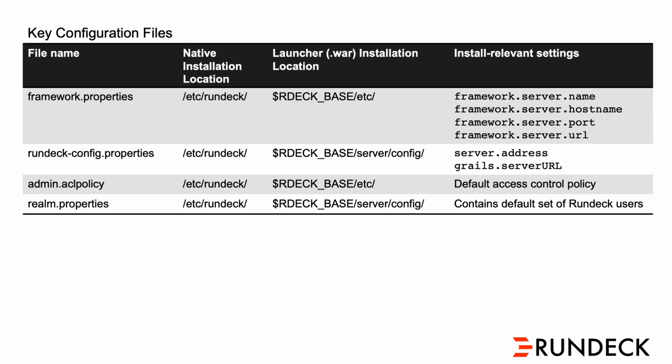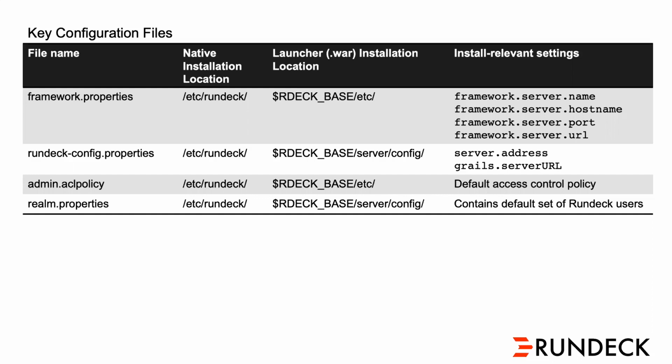So if you're doing the native install, these files will exist under /etc/rundeck. If you're doing the launcher install, you have a base directory. As I mentioned, it's RDECK_BASE. And then underneath RDECK_BASE, there's an etc folder, and that's where framework.properties lives. And if you're looking for rundeck-config.properties, it's under RDECK_BASE/server/config. So just kind of worth keeping that in mind. This is all documented in the documentation, but I wanted to call it out succinctly here because I think this is important in the context of installation.